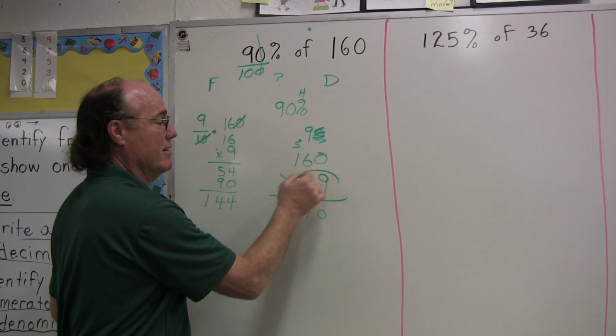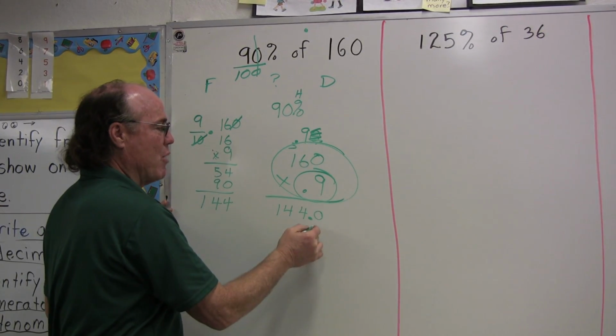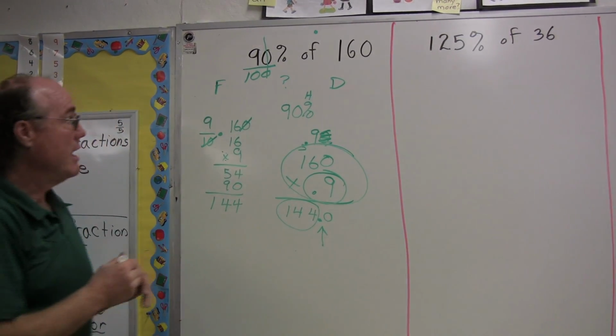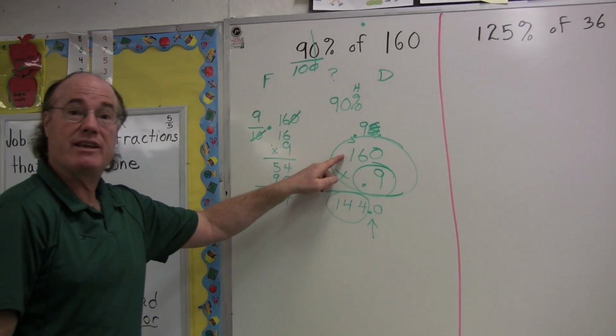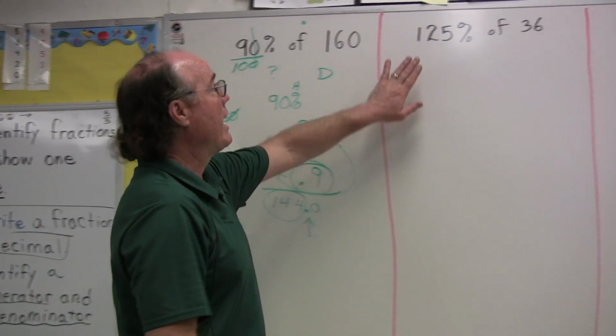Here's the key point right there. You don't want to do all this math right, but then blow it here. So it's 144. Now, which of those was easiest for you? Some people will say this. Some people will say this. Okay?